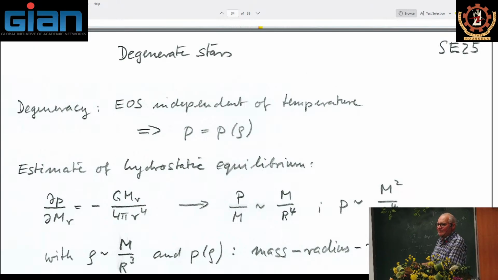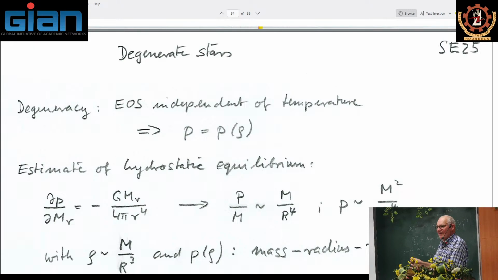Now let's estimate in the usual way, or shall I stop here? Okay, then let's have a break and we continue after that. It's a good place to make a break because now we are considering degenerate stars.